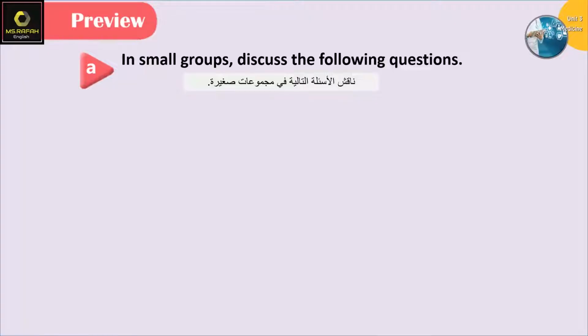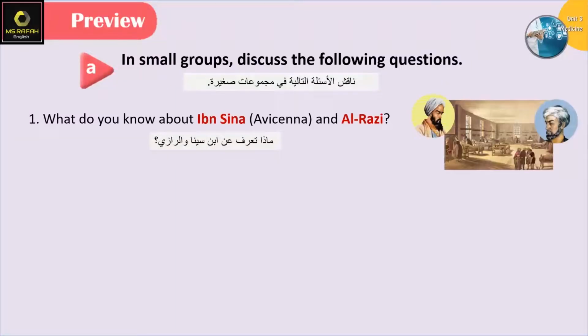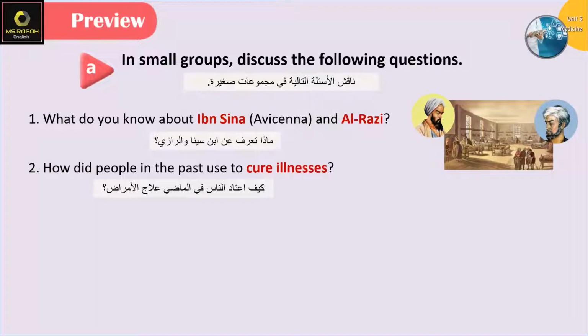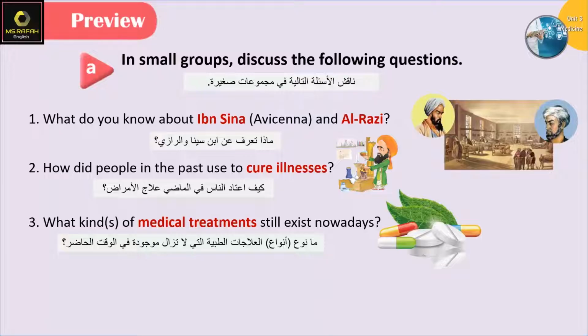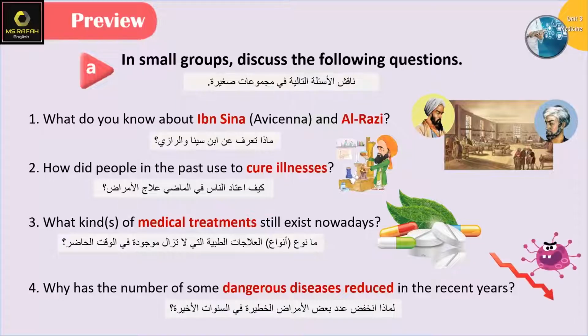In small groups, discuss the following questions. What do you know about Avicenna and Arazi? How did people in the past use to cure illnesses? What kind or kinds of medical treatments still exist nowadays? Why has the number of some dangerous diseases reduced in recent years?